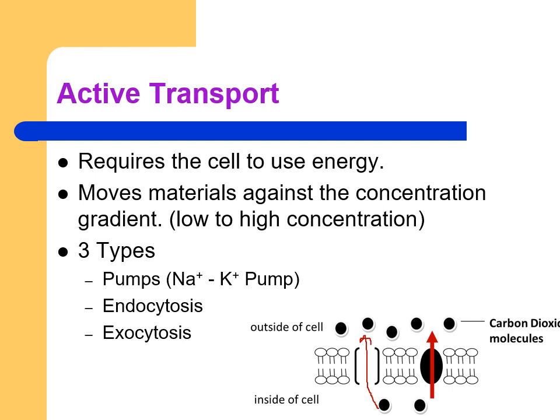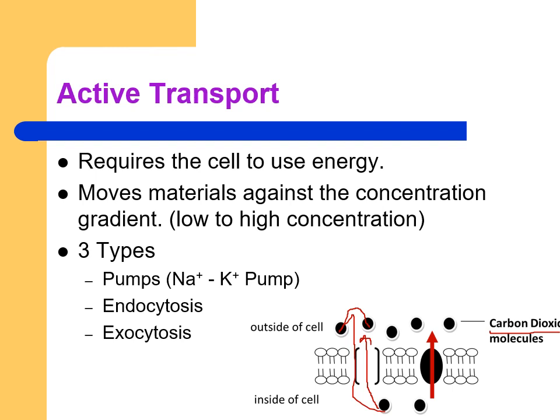One is to get rid of carbon dioxide. When we do cellular respiration, we produce carbon dioxide that has to be removed from our cells. Even if there's already a lot of carbon dioxide outside of our cell, we must pump that out, and so we will use energy to do that.